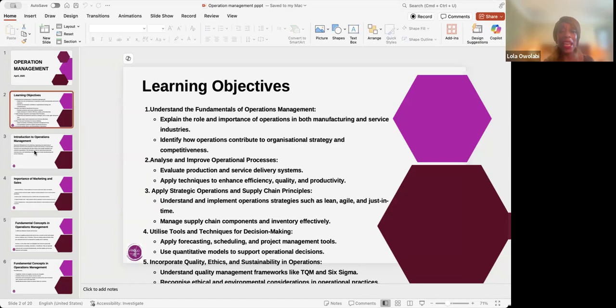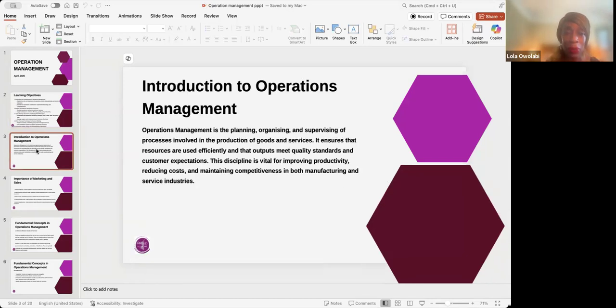And the first thing we'll be looking at is the introduction to operations management. So, what is it? In short, it's the planning, organizing, and supervising of processes involved in the production of goods and services. It ensures that resources are used efficiently, and that could even be your staff, and that outputs meet quality standards. There must always be quality standards and also customer expectations. This discipline is vital for improving productivity, reducing costs, and maintaining competitiveness in both manufacturing and service industries.